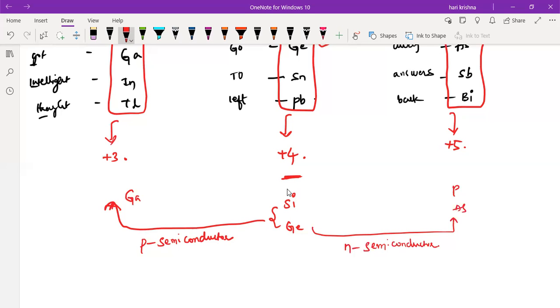So group number 14 doped with group number 13, what type of semiconductors will form? Positive type of semiconductor, P type of semiconductors. Group number 14 and 15, N type of semiconductors.